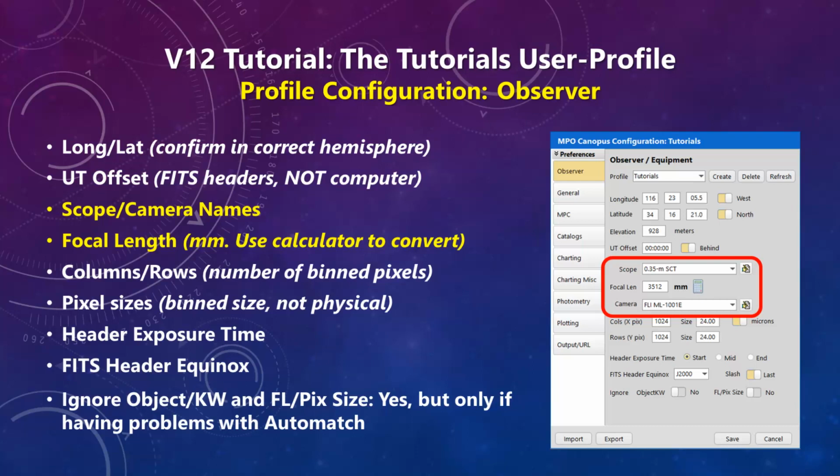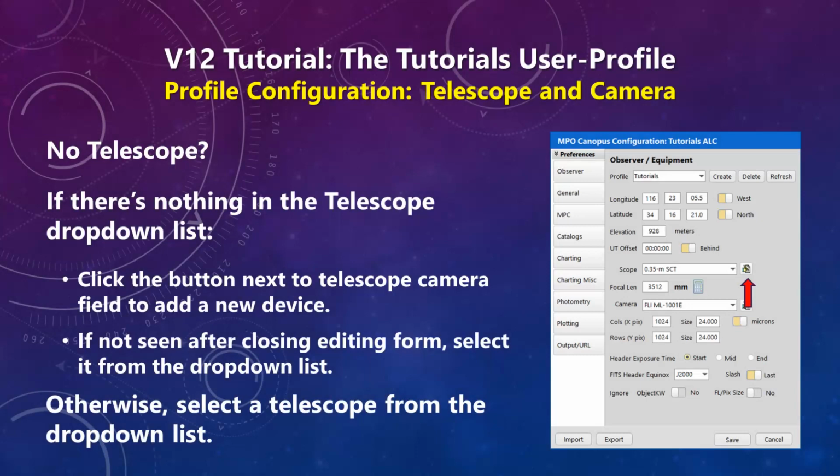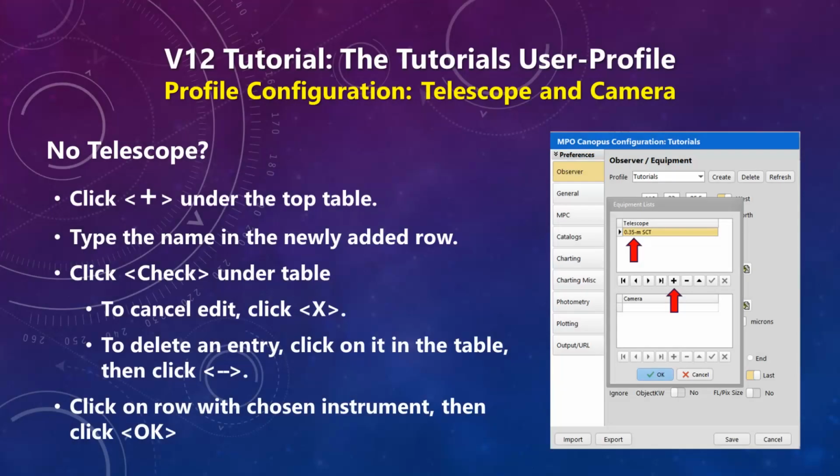In this case, assume that no equipment names were imported from version 10, and so there are no items in the telescope and camera drop-down lists. Click the button just to the right of the scope field to display a form where you can add, edit, and delete telescopes in their lookup table. Changing or deleting an existing name does not automatically update records in other tables, for example, the PHSESH table in the photometry database. Click the plus button and enter the name in the active field on the upper table.